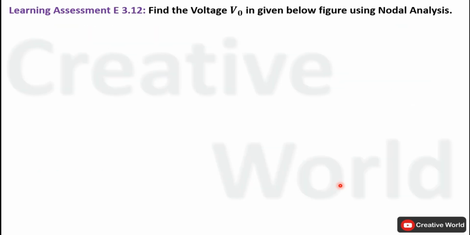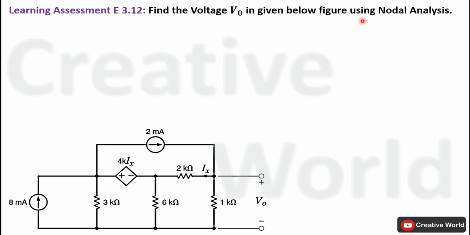Learning assessment E3.12. Find the value of voltage V0 in the given figure using nodal analysis. This is the circuit diagram of the given problem. Inside this network, we have to find voltage across this 1 kilo ohm resistance labeled as V0. So without wasting time, let's proceed towards the solution.